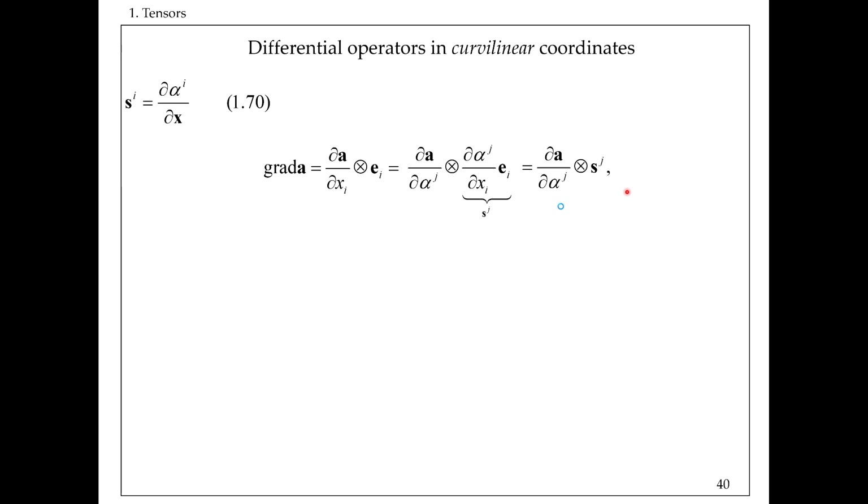So now let's go next. Let's look into the operation of curl or rotor, which is essentially reminiscent of a vector product with a certain differential operator, and our definition here again for that was this. So we take the derivative with respect to the components of that vector, and there is a vector product here.